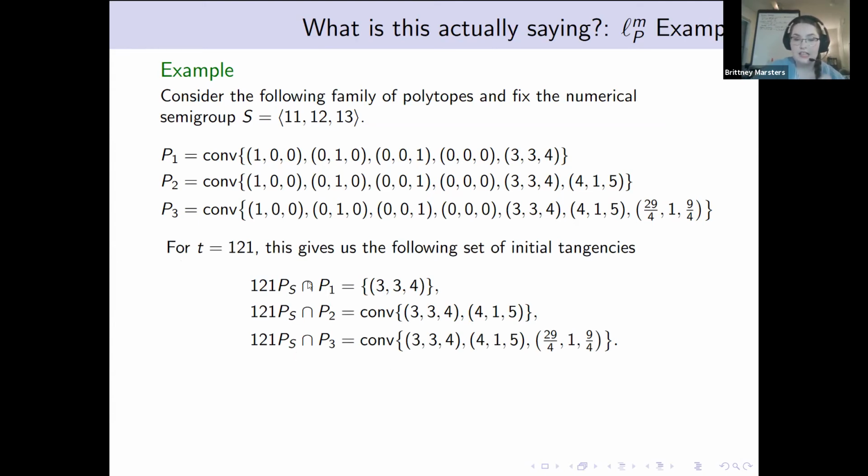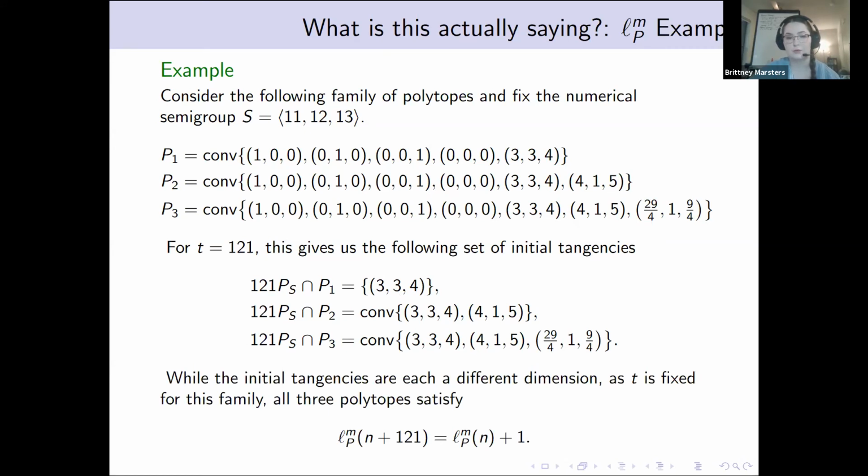Now, each of these initial tangencies is a different dimension. Each of these polytopal norm values is completely different, but the relationship they're going to induce is the same because we had to dilate it by a factor of 121 each time. Additionally, these already contain an integer point by construction, right? So we don't have to keep track of a t prime factor anywhere. So again, they're all each different dimension, but our t value is fixed. So all three polytopes are going to satisfy this relationship here.